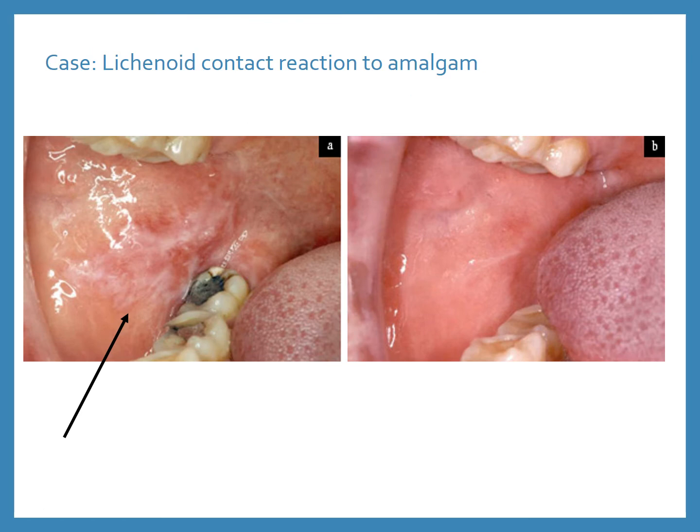So this is a case which shows an amalgam restoration in a molar which is present on the occlusal as well as the buccal surface. And the buccal is the one which is contacting the buccal mucosa. And once the restoration is replaced with composite, you see that the reaction on the buccal mucosa actually subsided. So that means that this patient had a lichenoid contact reaction to amalgam restoration.